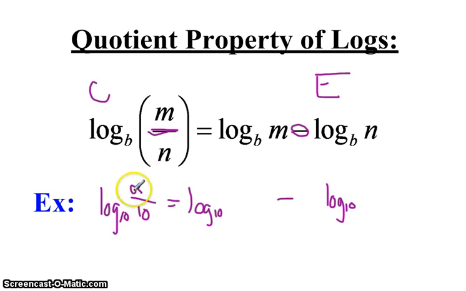Now, a came first. The numerator is going to come first. So I have log base 10 of a as my first part. 10 came second because it's in the denominator. So I have log base 10 of 10 as my second one. And there we go.